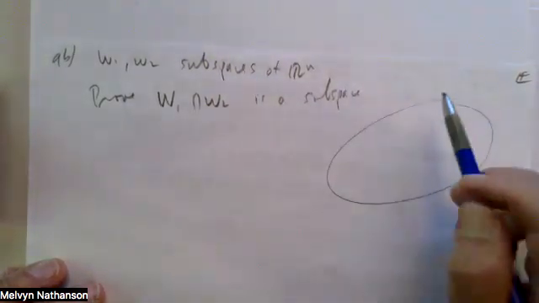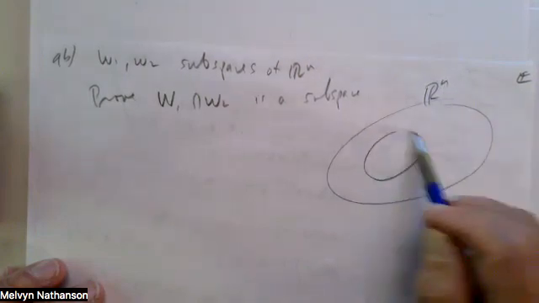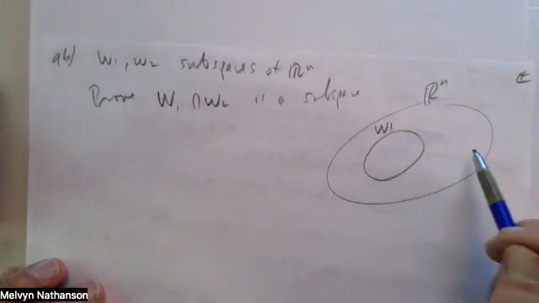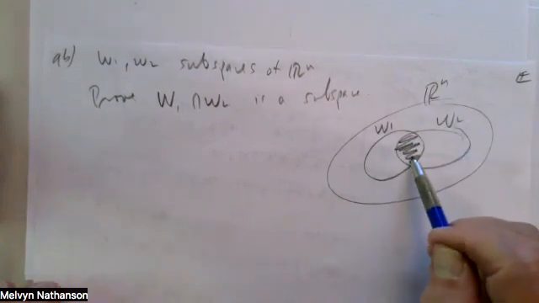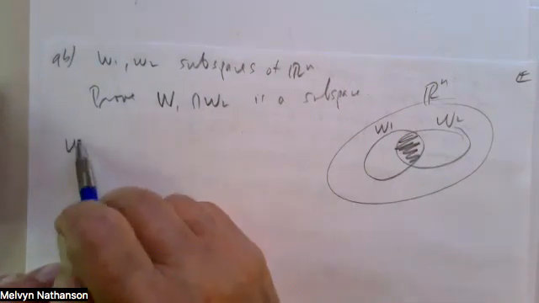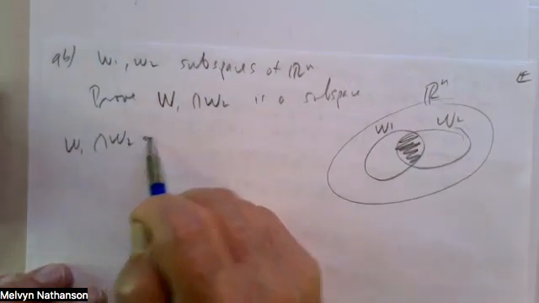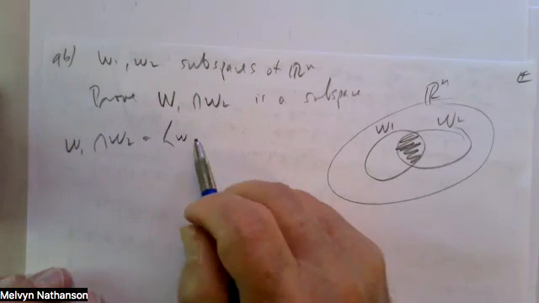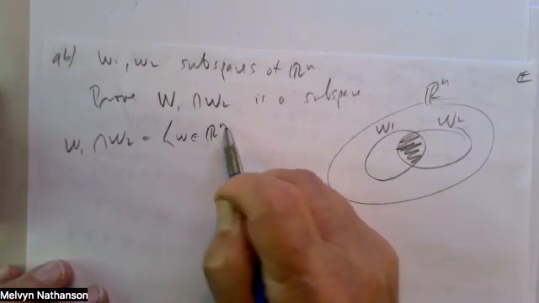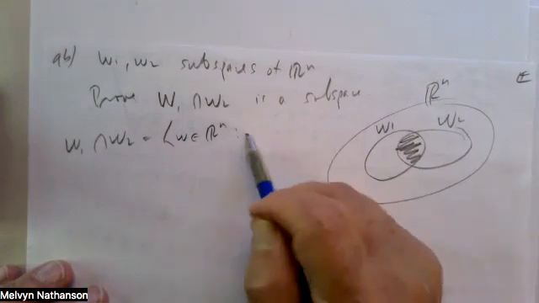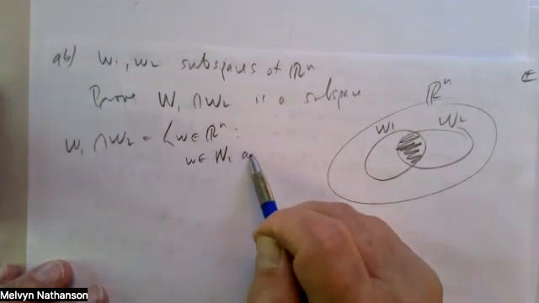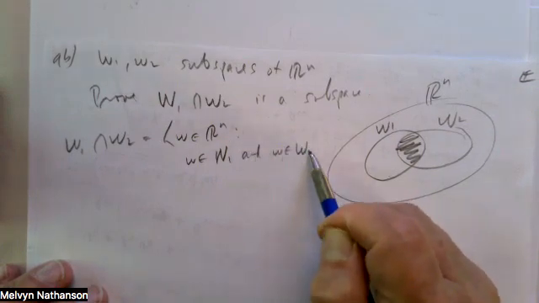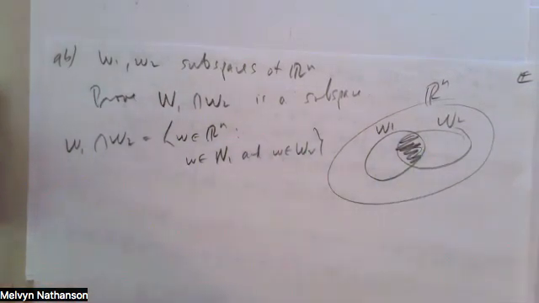So remember, if this is Rn, and here we have a subspace W1, and here we have a subspace W2, the intersection is all vectors W such that W belongs to both of the sets. W is in W1, and W is also in W2. That's the intersection. So what is a subspace?